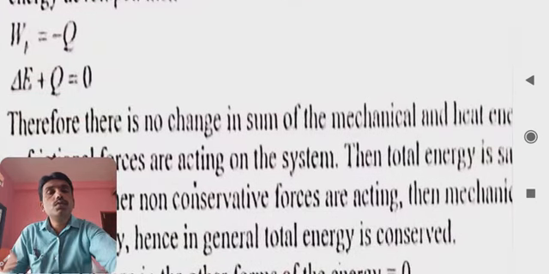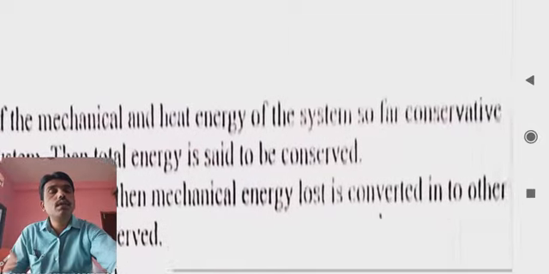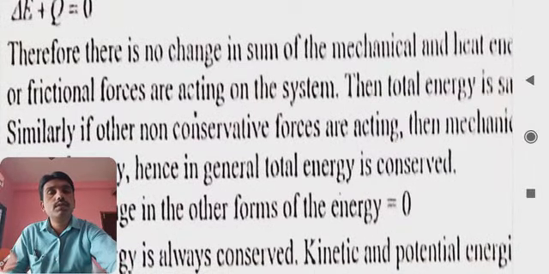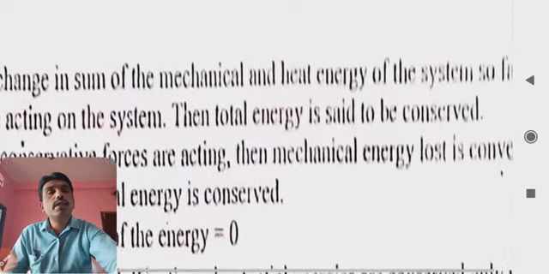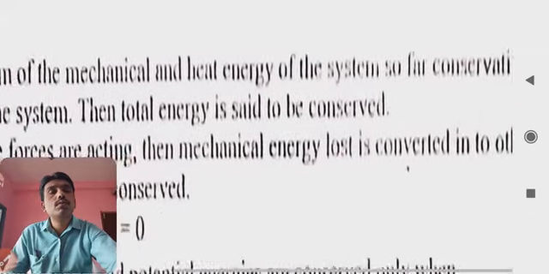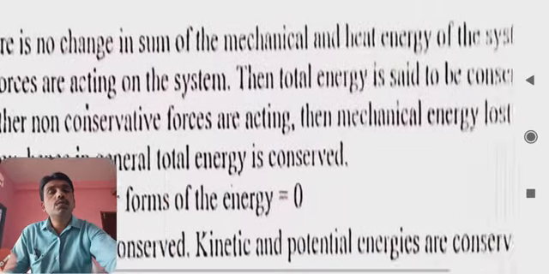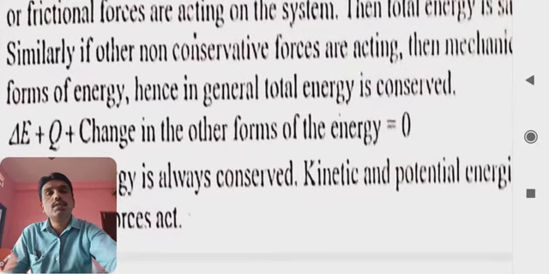Therefore there is no change in the sum of the mechanical and the heat energy of the system, whether conservative or frictional forces are acting on the system. As delta E plus Q is 0, there is no change in the sum of the mechanical and the heat energy. It means that the total energy is said to be conserved.